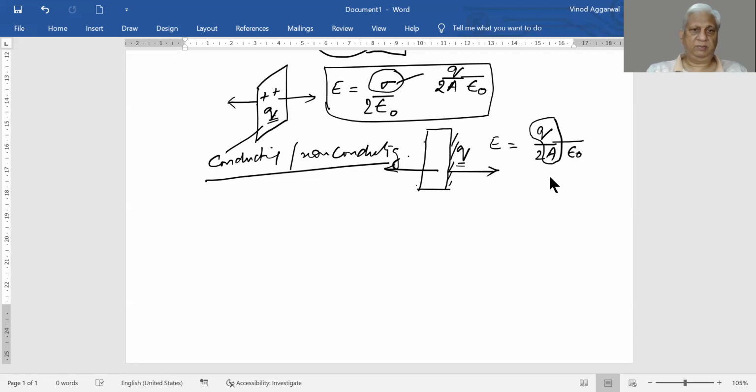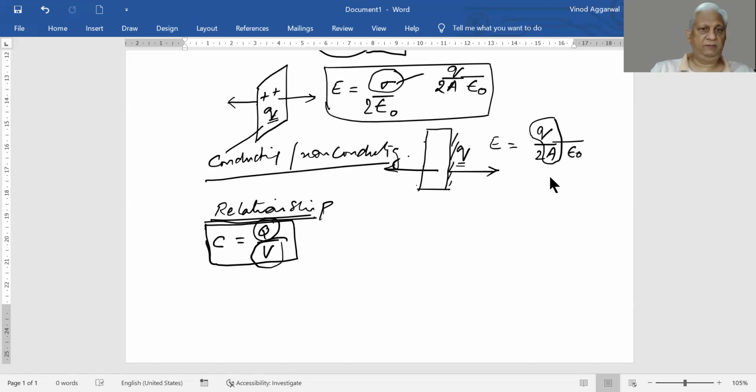Now we take some relationships regarding capacitors. Capacitance is defined as the amount of charge that it can hold for unit increase in voltage. This is the basic definition of a capacitor.